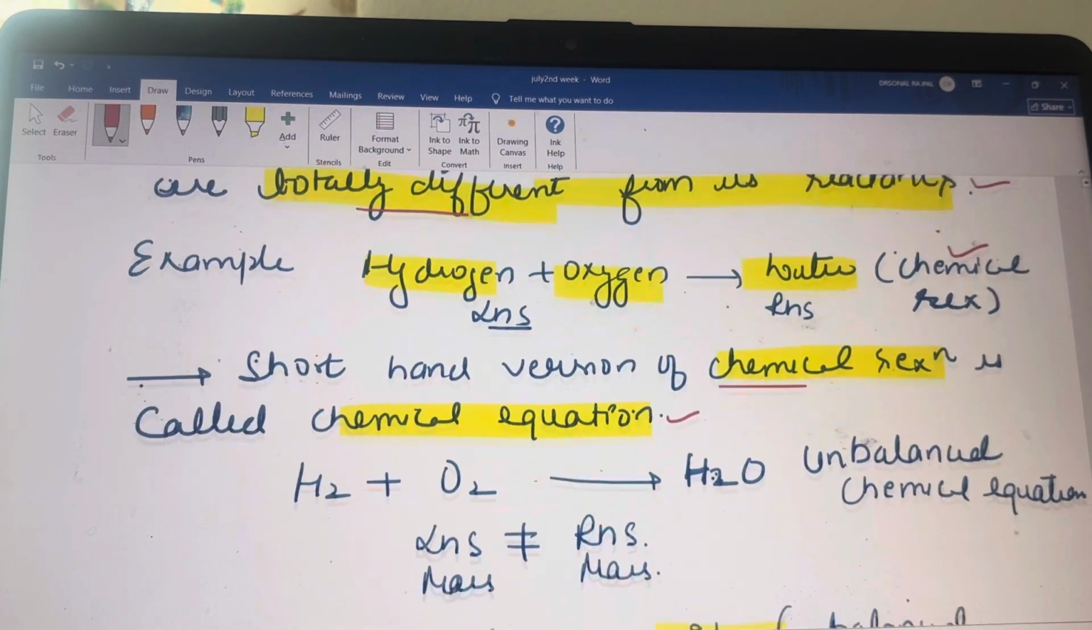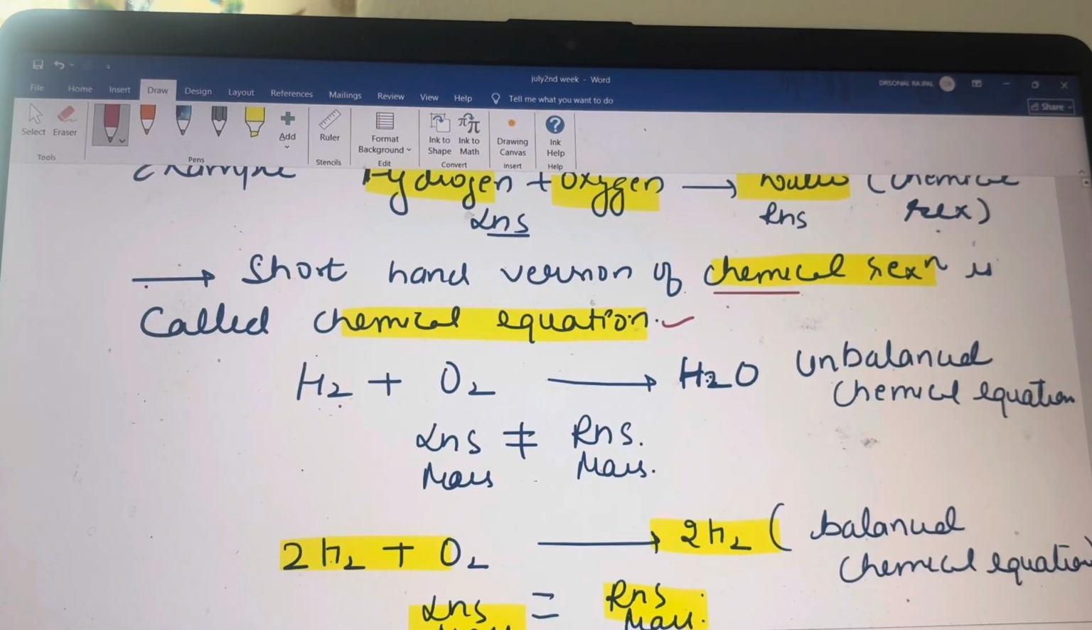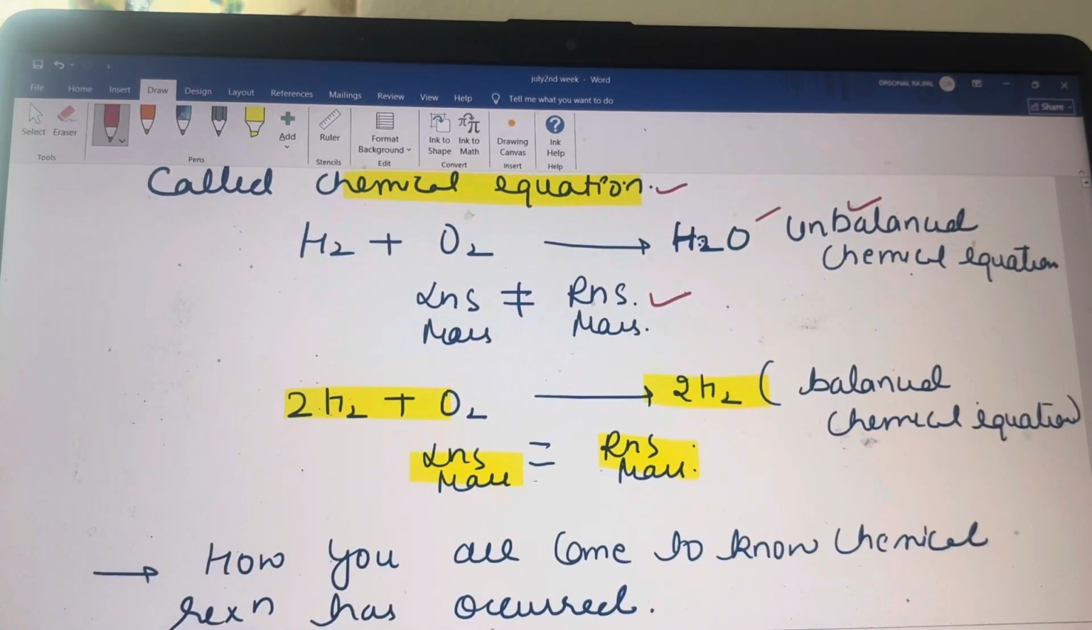previous video. So if I write H2 plus O2 gives water, it is called a chemical equation, and it is also an unbalanced chemical equation because here the left hand side mass is not equal to the right hand side mass. But in a balanced chemical equation, students, you know that when the left hand side mass is equal to the right hand side mass, it is called a balanced chemical equation.